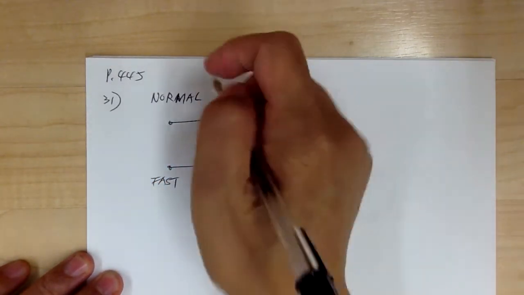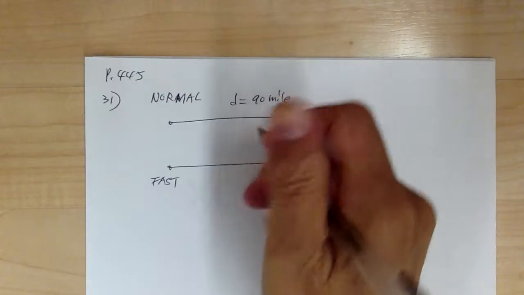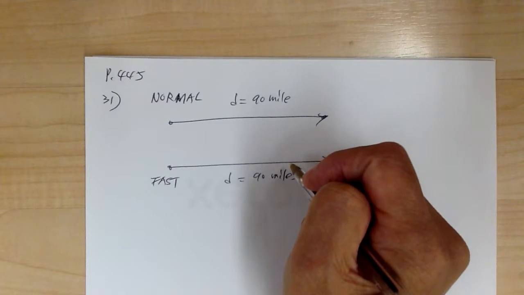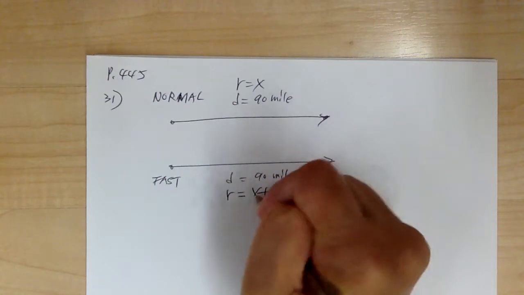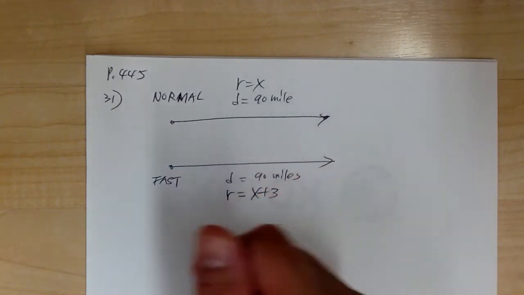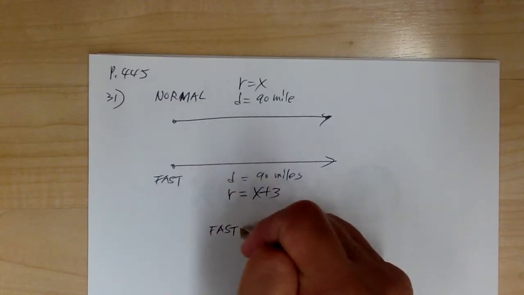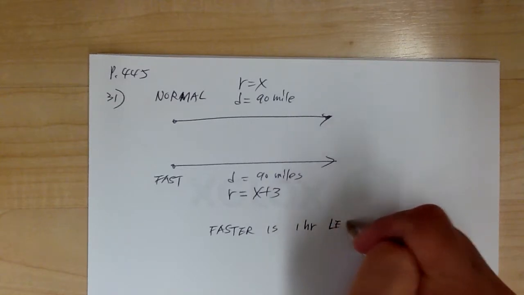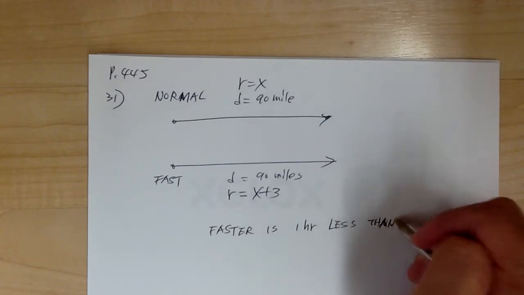Okay, so at 90 miles total, so distance equal to 90 miles. Okay, and if her rate has been 3 miles faster, so r equal to x, and this r equal to x plus 3, right? If the rate has been 3 miles faster, the trip would be 1 hour less. Okay, so over here, so fast. Okay, the faster is 1 hour less than normal.